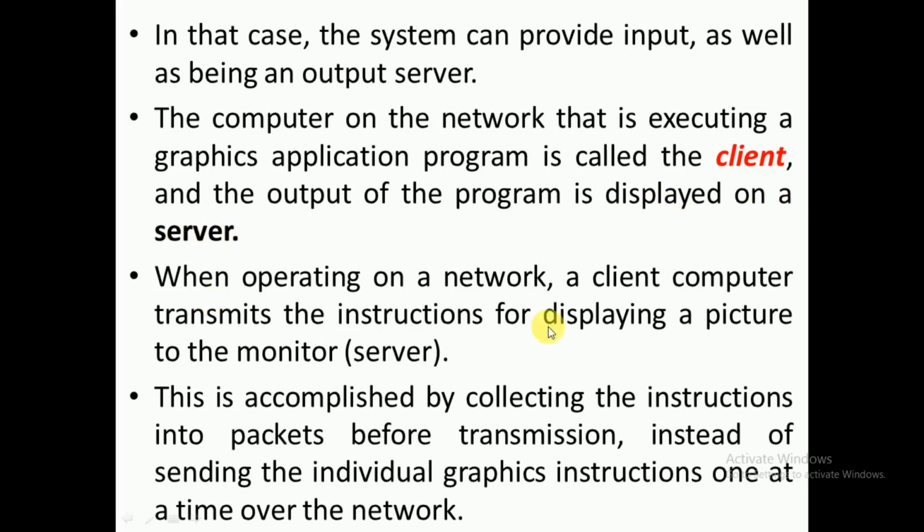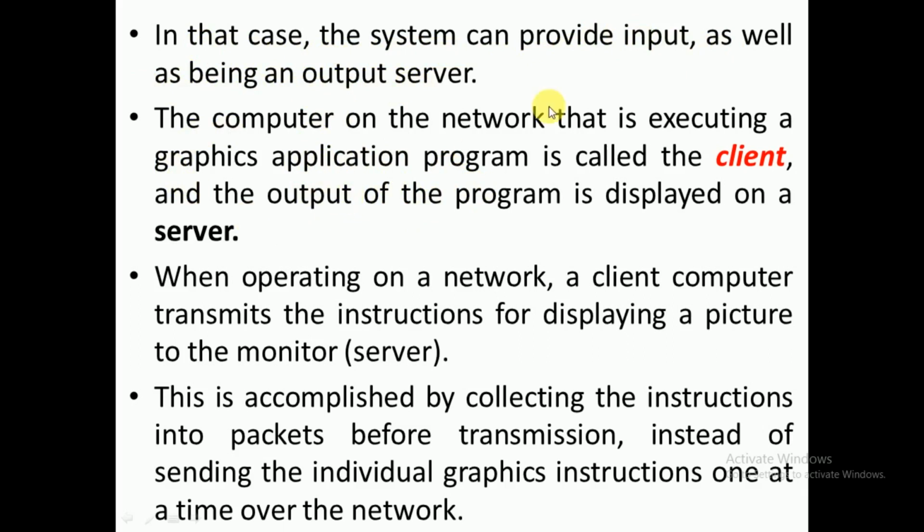When they are operating on a network, the client computer transmits the instruction for displaying the picture to the monitor server. You have the output in your hand, and you can do it both ways. If you want, you can store the output in a server, or you can see that output on your monitor. Or you generate output as a client machine, then send that output to a server. At that time, the server is acting as the output device. That's why in that case, the system can provide input as well as being an output server. Both ways can be used.